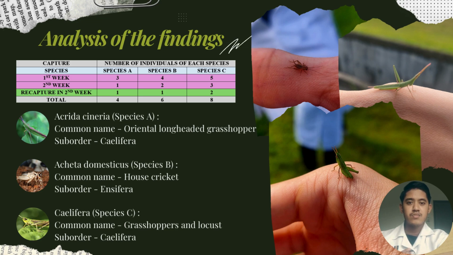This species has a strong body, typically brown or greyish in color, with long antennae and large hind legs adapted for jumping. House crickets are commonly found in and around human dwellings such as homes, barns, and other buildings. Unlike Acrida cinerea, house crickets are omnivorous, feeding on a wide range of organic material.